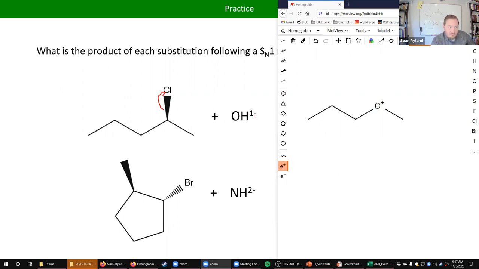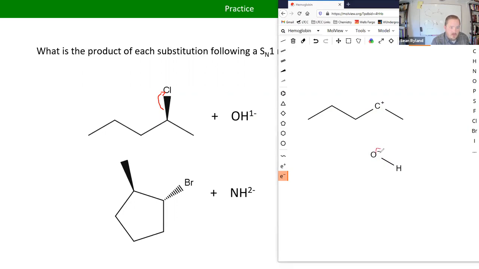Then the hydroxide can come in and attack. So our OH with a negative charge can come in here, and that negative charge is going to attach to the carbocation. And we're going to wind up with pentane with an OH group on carbon 2. So then our final product would look like this. Let me clear the annotations here. So our product would look something like this.